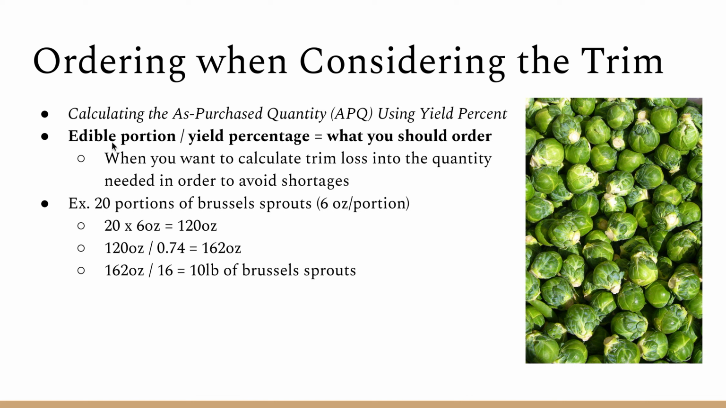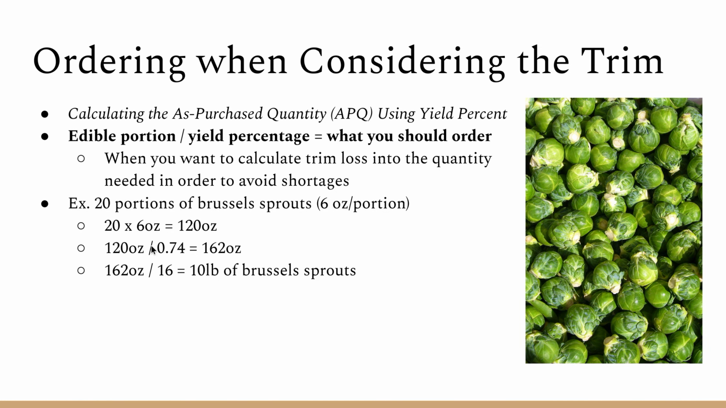So the example I gave us here is we need 20 portions of Brussels sprouts, and a portion of Brussels sprouts is 6 ounces. So this portion, this size right here, 6 ounces, means it is an edible 6 ounces. So that means the Brussels sprouts were trimmed of their ends, potentially even cut in half. So our trim in Brussels sprouts are the ends and any fallen leaves. Those are the things that the customer does not see. And those are the items that are not included in this 6 ounce portion. So I need 120 ounces of cleaned, ready to go, ready to eat Brussels sprouts.